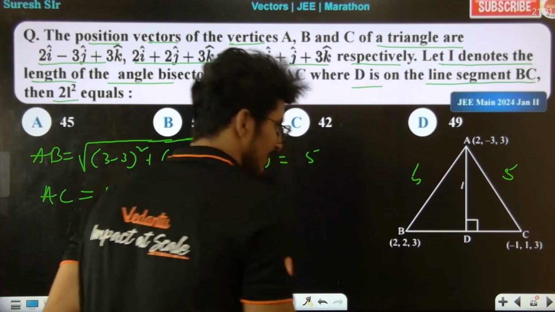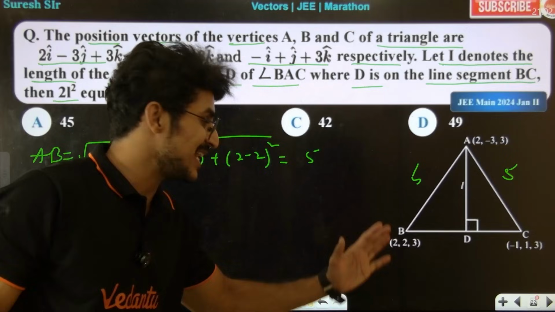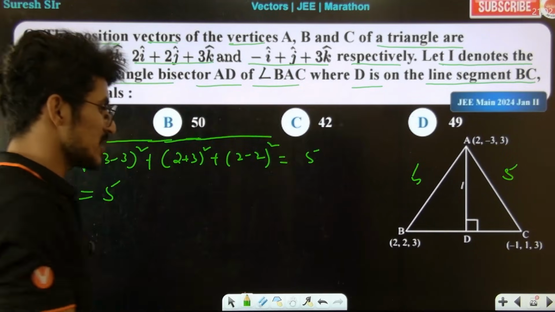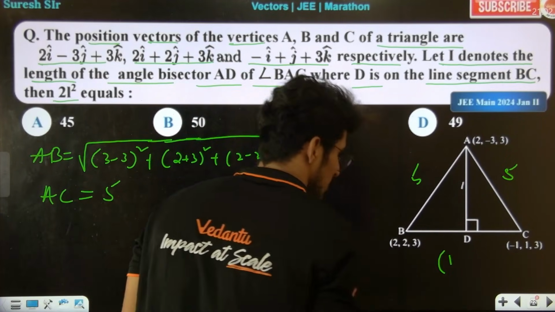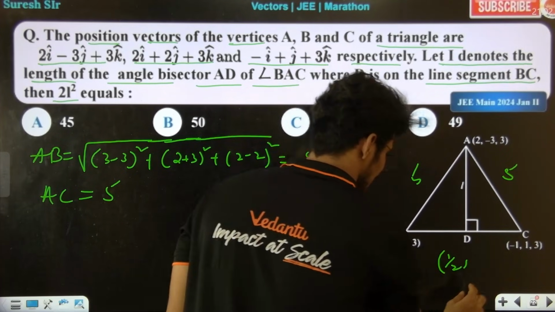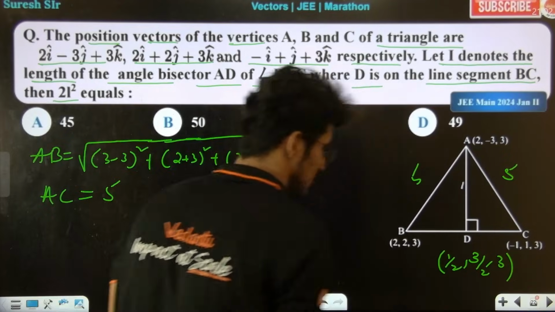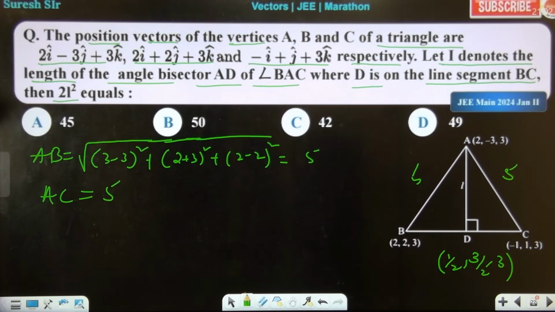Sir, now find out BC. First, what is D here? D is the midpoint of BC. So midpoint means what, sir? 2 minus 1 by 2, which is 1 by 2, and 2 plus 3, 3 by 2; 2 plus 1 is 3, so 3 plus 6 by 2 is 3. Any doubt? Tell me. Half, 3 by 2 and 3.